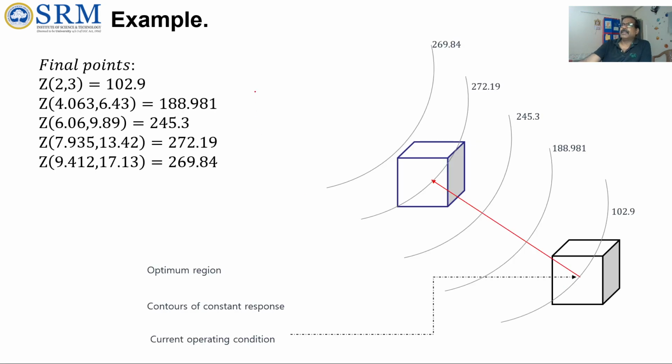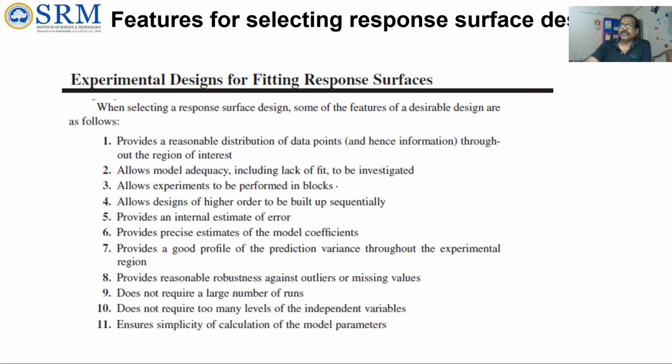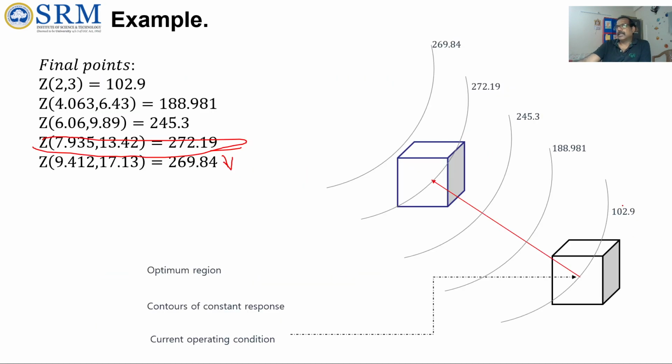We can make this comparison: up to here increment, after that it's decreasing, right? So once it's decreasing, no need to continue. So this is the better operating condition, like that we can conclude. Okay, so this is the second order model. First order model and second order model are very, very important for our response surface method. Okay. Thank you.